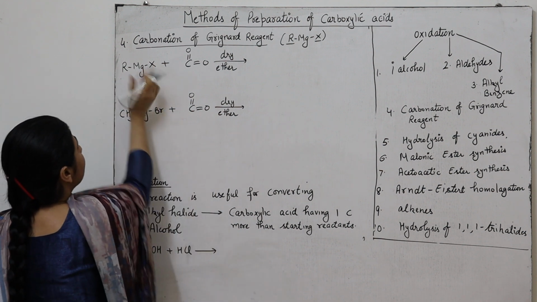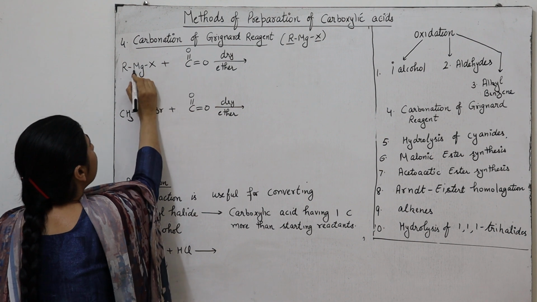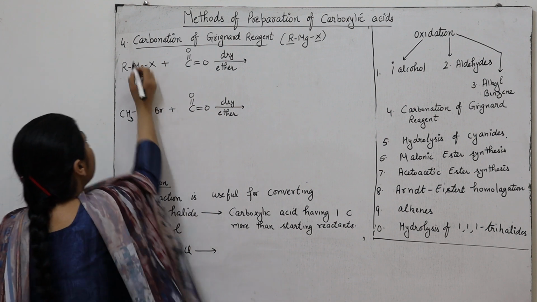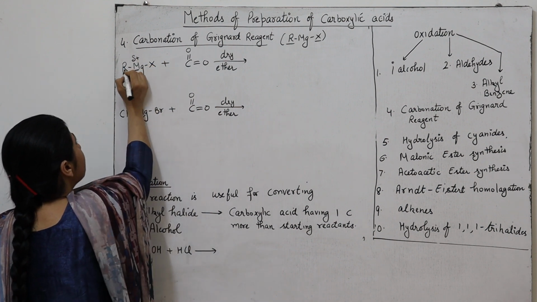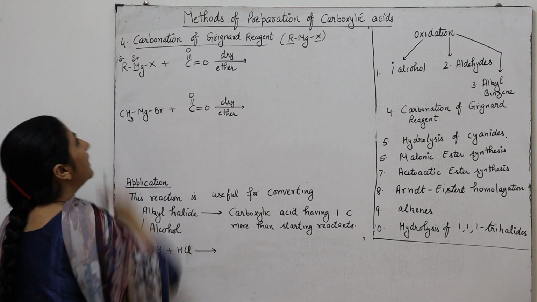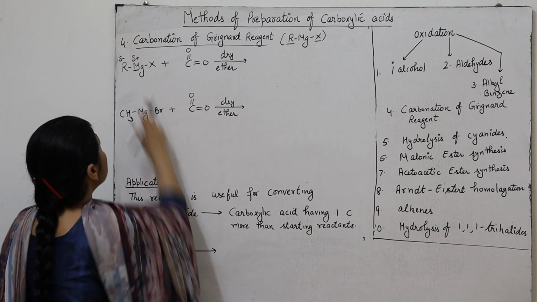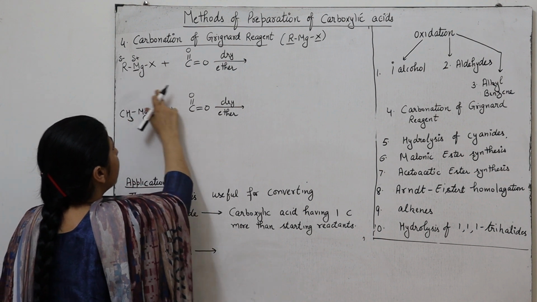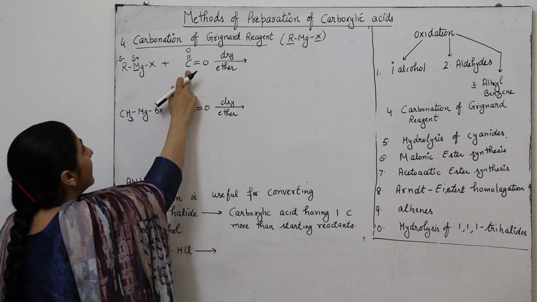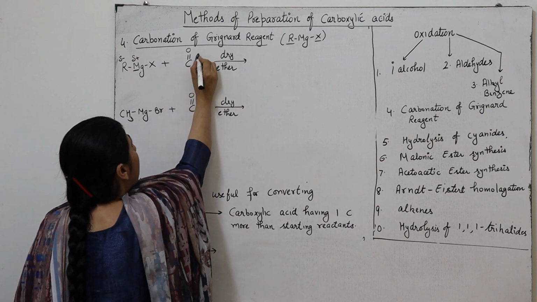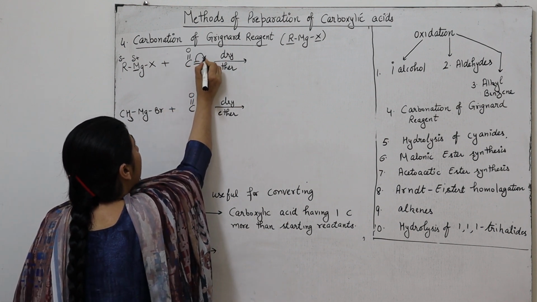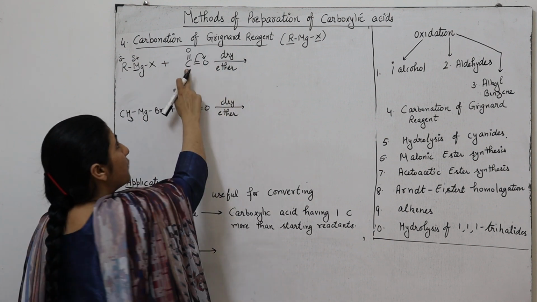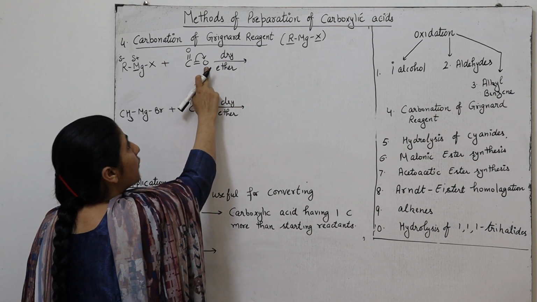In RMgX, the metal is positive, as we know that metal has a tendency to lose electrons. So it acquires a partial positive charge, whereas the alkyl group acquires a partial negative charge. When this Grignard reagent comes close to the carbon dioxide, there is a shifting of pi electrons toward the oxygen atom, because oxygen is more electronegative as compared to carbon. So it withdraws the electrons toward itself.